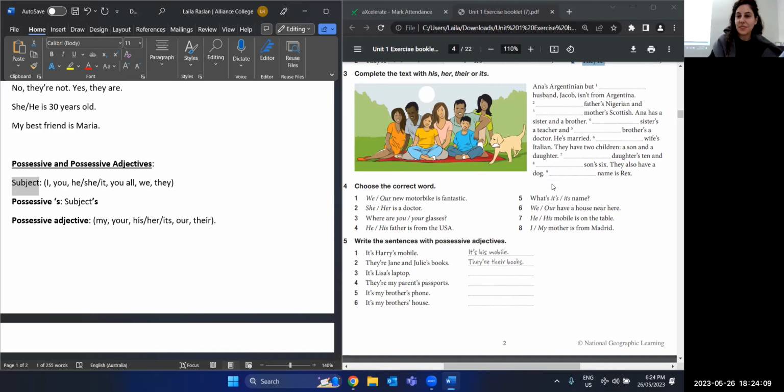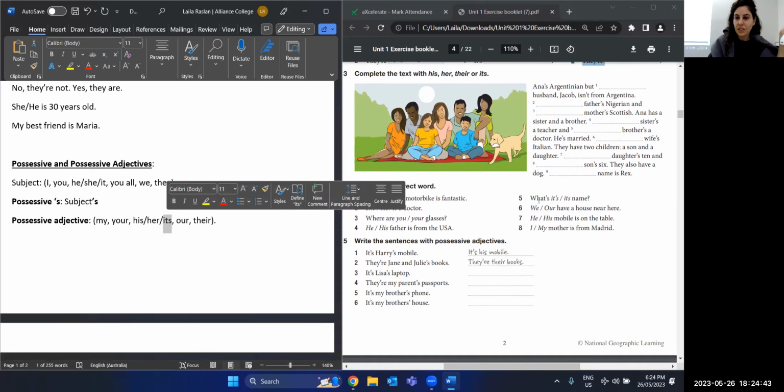Not the contracted one. So what? Isn't it? What is? Because it's got the is here. So what's its name? Yeah, what's its? No contraction. Because it would be what is it is name? No. Because you remember the contraction just means it's connected to the verb, not the possessive adjective. Here it's different. There's no contraction. So what's its name?